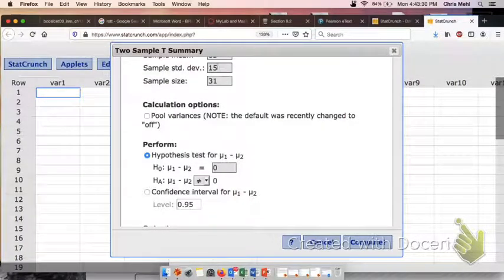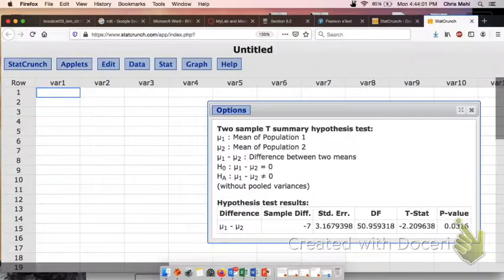Now we're going to notice that you can conduct two things. You can conduct a hypothesis test, or you can construct a confidence interval. The null is always that mu1 equals mu2, which is the same as saying the difference is 0. And mu1 being different from mu2 is also saying their difference is not equal to 0. Notice you can choose greater than or less than. Okay? And all you're going to do is hit compute.